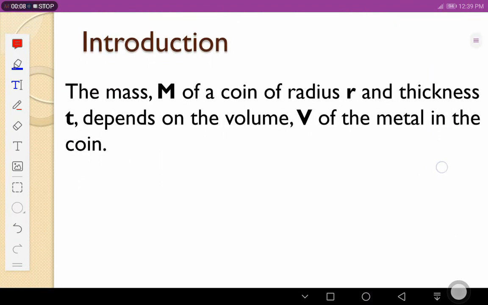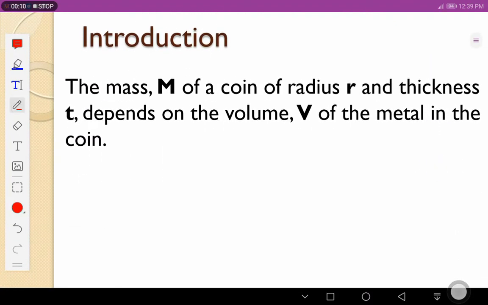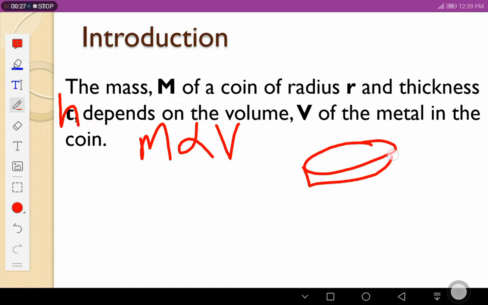I've got an example here where I've got the mass M of a coin of radius R and thickness T. Let me use H here instead of T. It depends on the volume V of the metal in the coin. So we can have M varies directly with V. This is our coin, so it has a radius R and an H height there. So the volume of the coin becomes pi R squared H.